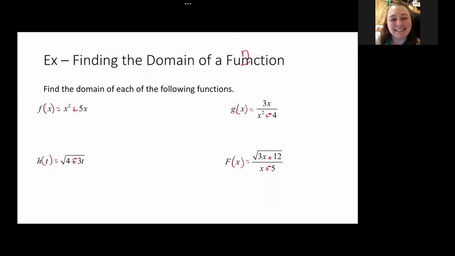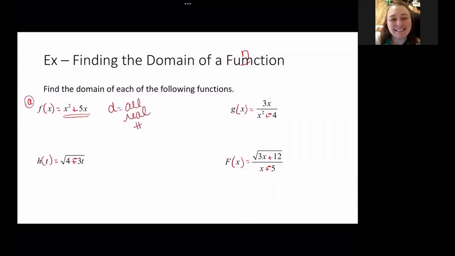So find the domain. For a, let's look at this first one. The function says to square a number and then add 5. So what could we do this on? We can do this on any number. There is no restriction on that. It's not that it can't be 0, and it's not that it can't be negative. So the domain of this function is all real numbers.